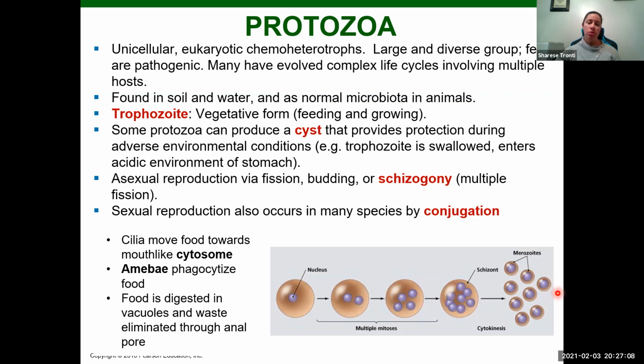Protozoa can also reproduce sexually through conjugation. Now, protozoa are pretty neat because they are able to move food towards one part of the cell, which is kind of like the mouth, the cytosome. It's going to use cilia to move that food towards the cytosome. And then the amoeba is going to phagocytose that food. The food is digested in the vacuoles, and then the waste will be eliminated through the anal pore. This is all happening in these protozoa.